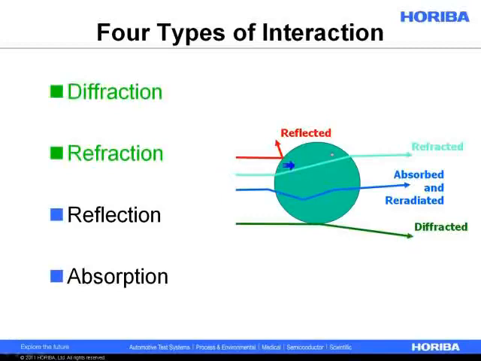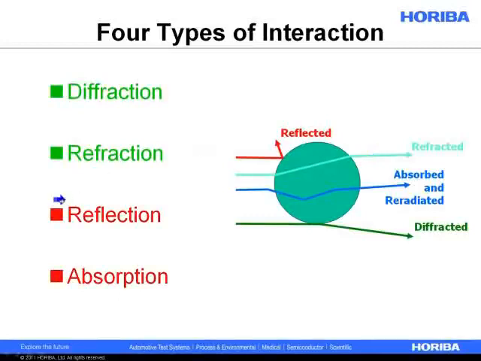Refraction becomes important when the particle size becomes smaller, some multiples smaller than the wavelength of light. And that's where the light passes through the particle. It changes angle a few times, changes intensity a few times, and we can collect that information as well.